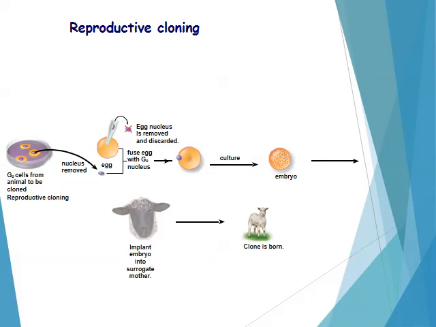This diagram shows how the nucleus is removed from the somatic or body cell of the organism to be cloned. It is then fused with an egg that's had its nucleus removed and discarded. The cells are cultured until an embryo is formed. The embryo is implanted into a surrogate mother. After that, the clone of the original organism is produced.